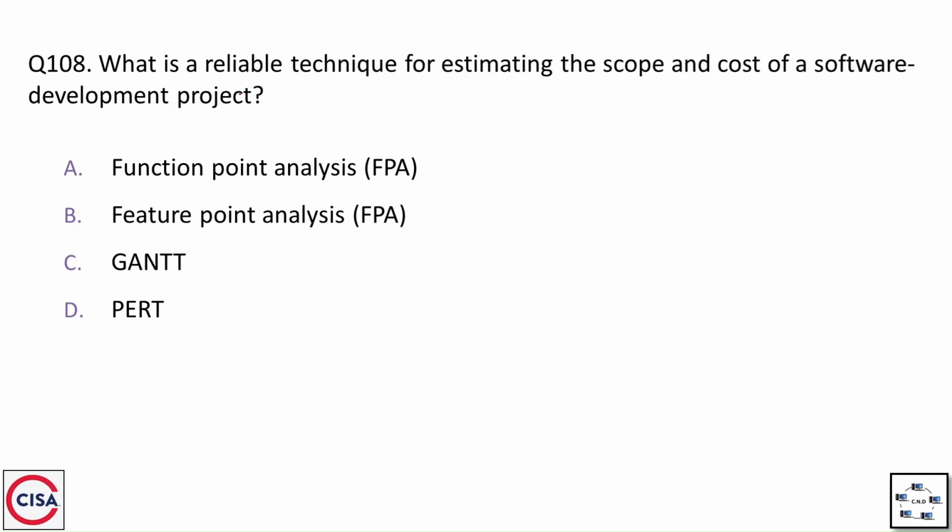Question number 108. What is a reliable technique for estimating the scope and cost of a software development project? Option A, functional or function point analysis FPA. Option B, feature point analysis FPA. Option C, Gantt. And option D, PERT. And the correct option is option A, function point analysis or FPA.